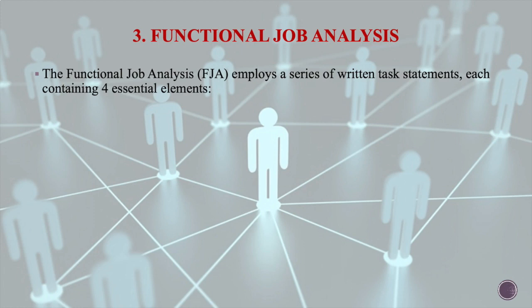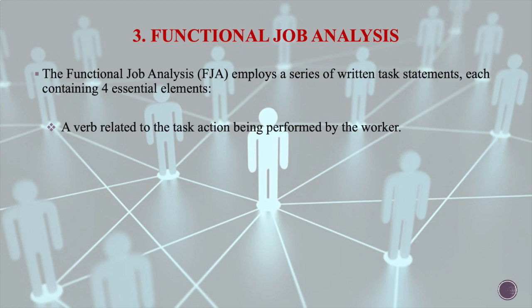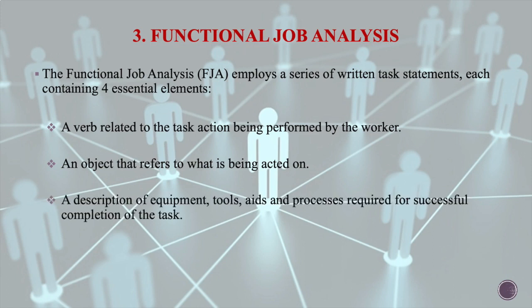Functional job analysis employs a series of written task statements containing 4 essential elements. One is a verb. Verb means the task actions being performed by the worker. Number 2, an object. Object refers to what is being acted on. Number 3, a description, where we describe the equipment, tool, aid and process that is required for successful completion of a task. Number 4 is the output or result of task completion.